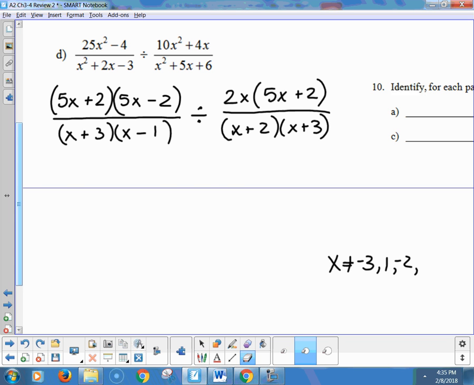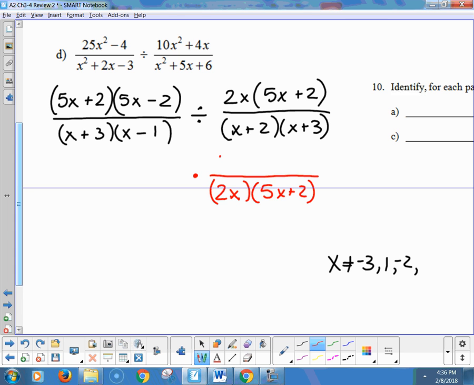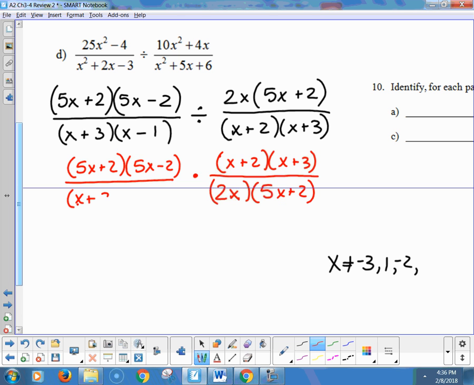Now, when we take the reciprocal of the second fraction, we're going to end up with some more excluded values. So I now have a, oops, I forgot to take the reciprocal. We're now going to end up with a 2x in the denominator and a 5x plus 2, and x plus 2, and x plus 3 on the top, and 5x plus 2, and 5x minus 2, and we'd have an x plus 3 and an x minus 1.